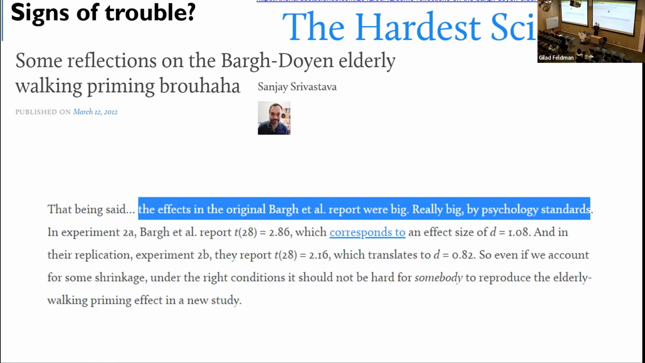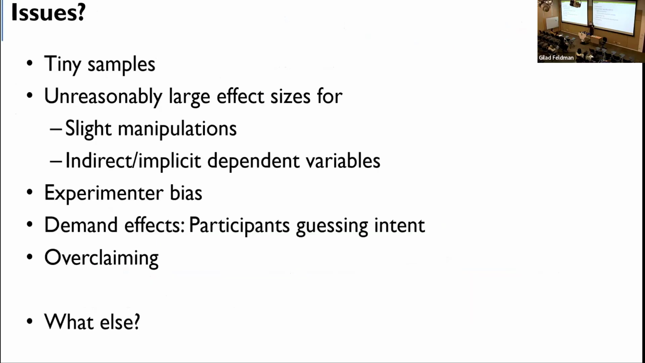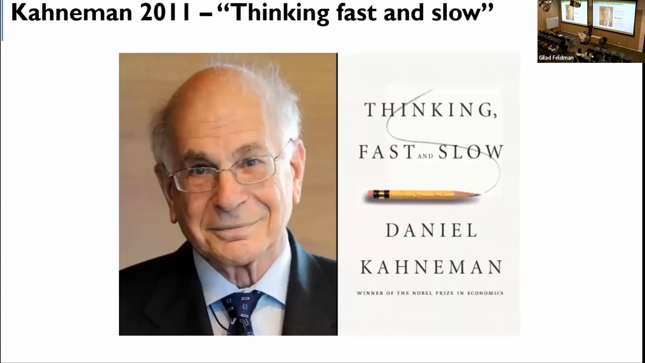So this is a reflection. It might seem very natural for us to think about this now and say, yeah, of course he's right. 2012, this was the middle of my PhD. I'm like, this is blasphemy. You're saying that priming doesn't work, the effect sizes are too large, but they've shown this and published this in Science. So really, it took a lot of people, for some this is still happening. It took a lot of time to start doubting these kinds of things. So we talked about some of the issues: tiny samples, unreasonably large effect sizes, experimenter or confederate biases, demand effects, overclaiming, and a lot of other things that we discussed.